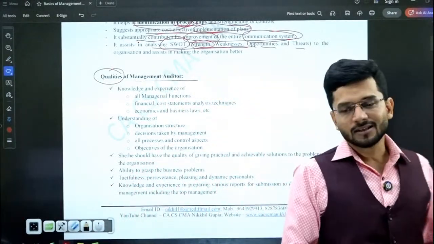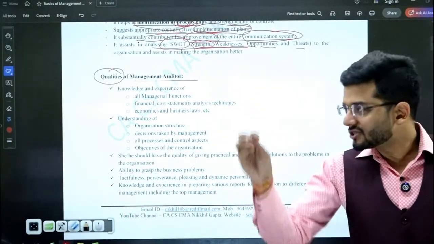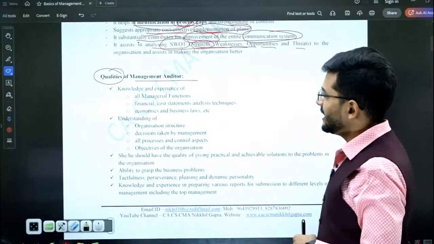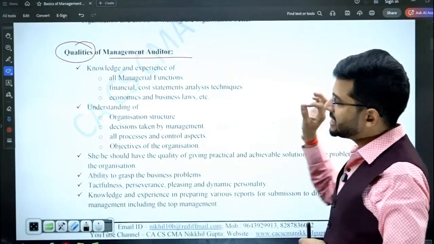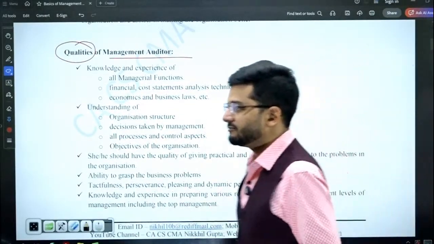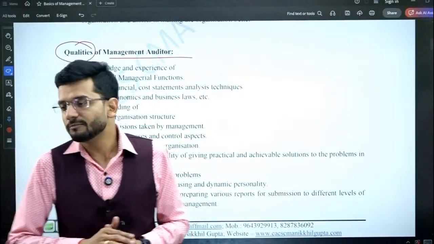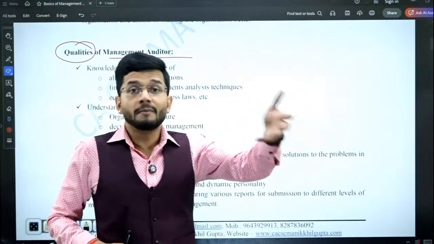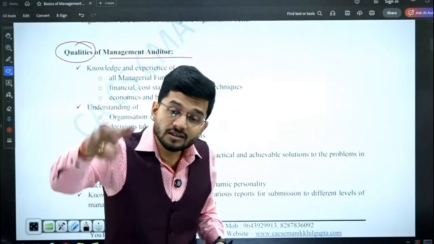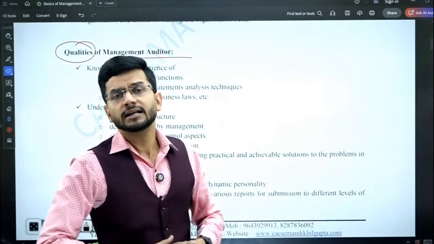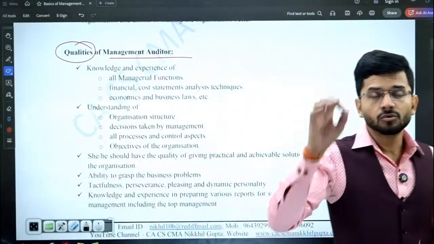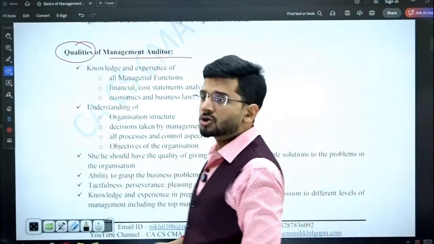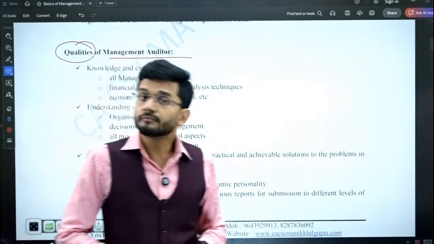First of all, let me tell you, there is no specific qualification which is required from a management auditor. Like for conducting cost audit, you must be a CMA, cost and management accountant. You should be a qualified CMA. You should also approach the institute and get your membership number. You should also have a certificate of practice. All these formalities are required if you want to do cost audit of a particular organization.